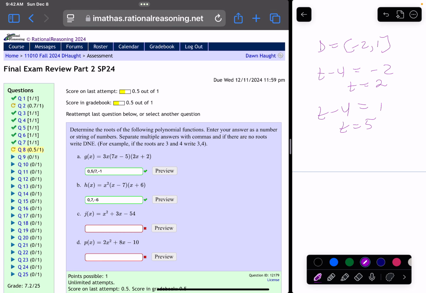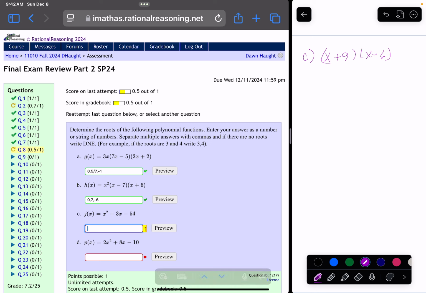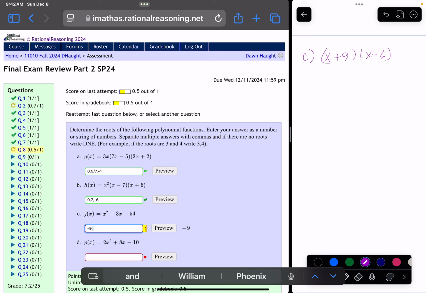So now let's go to C and D. Let's put those in factored form and get those all ready. So 54 is 9 times 6. So that would be x plus 9 and x minus 6. As soon as we know that, our zeros are negative 9 and positive 6.